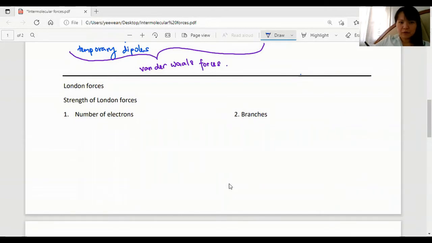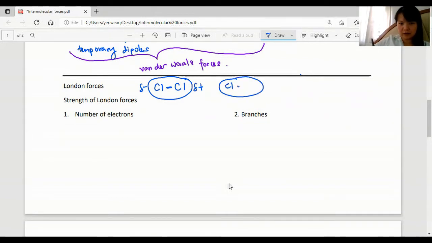Besides the BF3 we saw just now, a very straightforward example of things that bond with each other via London forces would be our halogens. For example, Cl2. Obviously there's no one side that is more negative or positive, it's evenly distributed. If these electrons happen to be on the left side, this side will be negative and this side will be more positive. If I have another Cl2 beside it, the electrons will be attracted to this side and therefore this side becomes positive. So this is London forces.